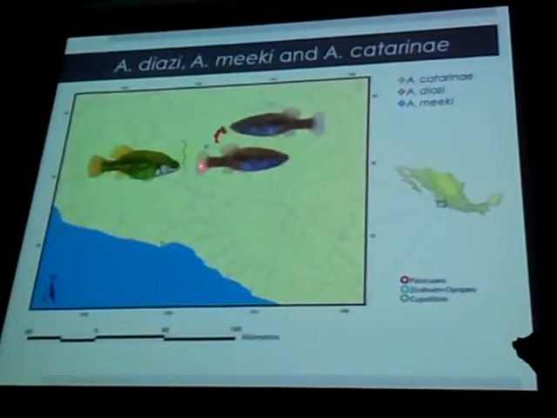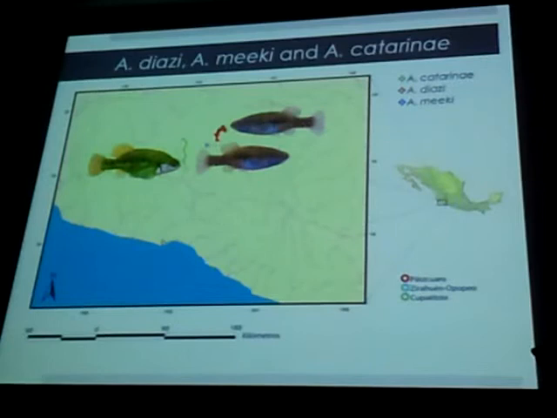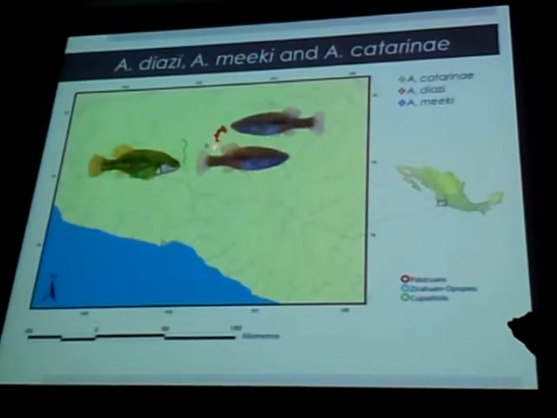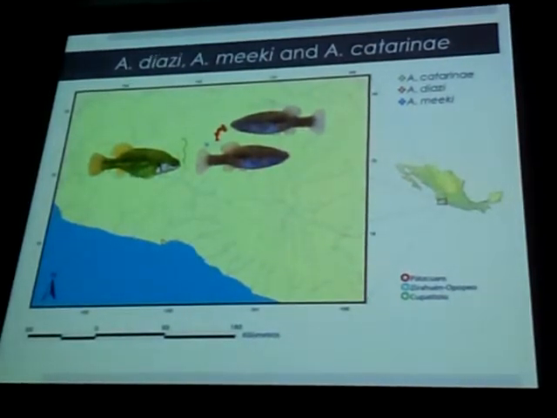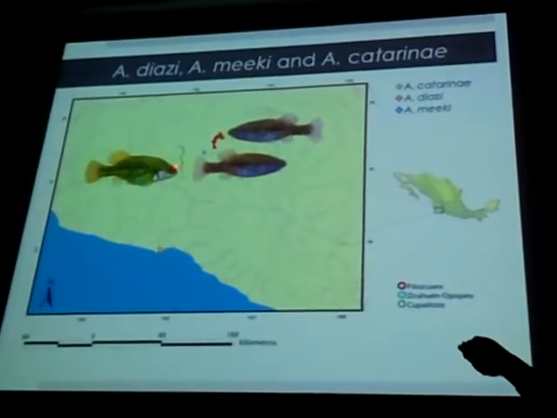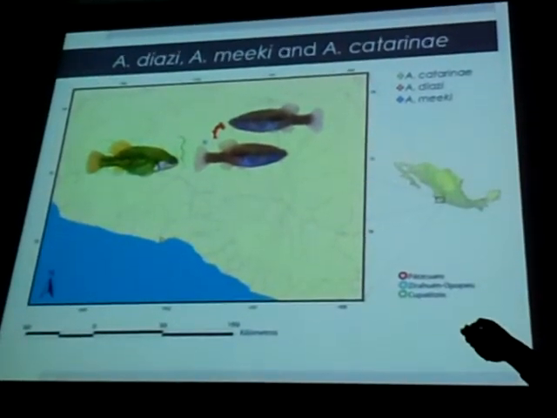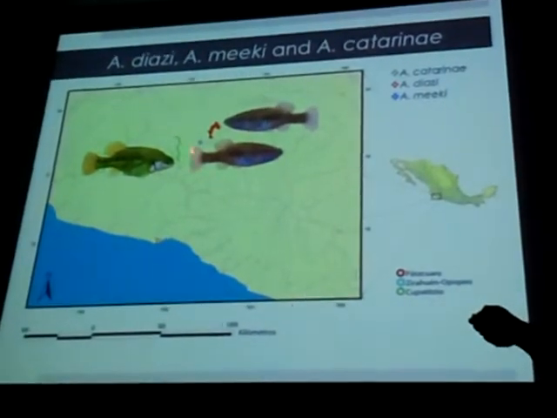Allotoca meeki we can find only in Popoyo spring, but in Zirahuén Lake it is extinct. Allotoca catarinae we can find just in the sub-basin of Tepatitlán.